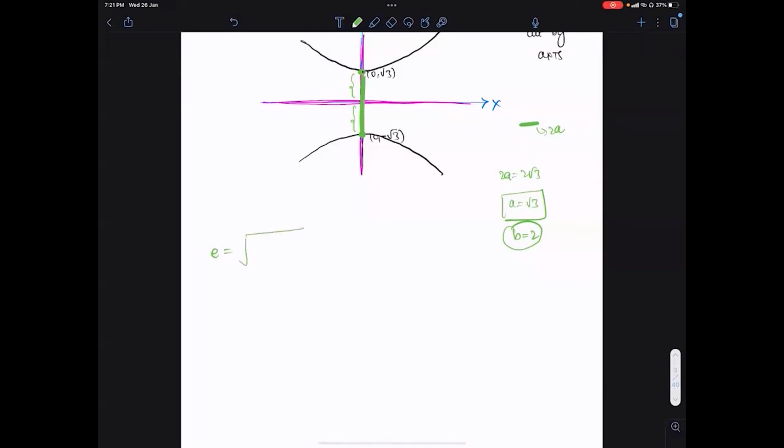Because for your eccentricity, the calculations are something like this. Eccentricity is given by square root of 1 plus b square by a square. So which is root over 1 plus, what is b square here? 4. a square is 3. So square root of 7 by 3. If you reverse it, everything will be different. Root 7 by 4 it will become.